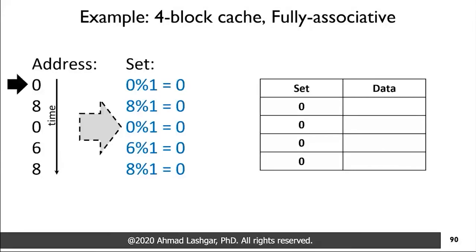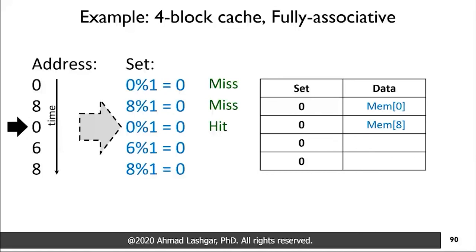We start with the first request. It's not in the cache, that's a miss. We bring it and we can store it in any of the 4 locations available in the cache. Then we go to the second request, address 8. It's not in the cache. We bring it in and we store it in one of the empty spots which is available. Then we go to the next request. That's for memory address 0. It's already in the cache. That is a hit. We return from the cache.